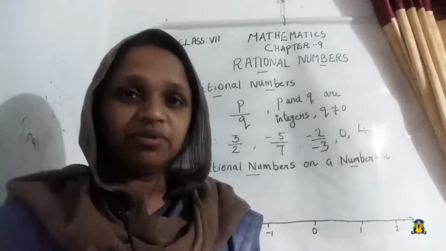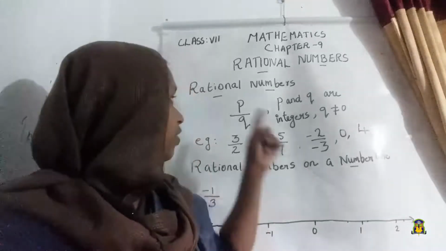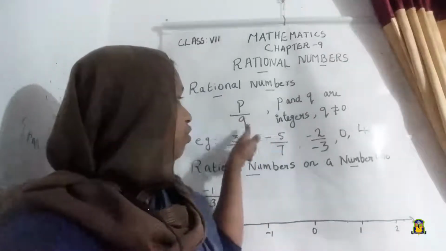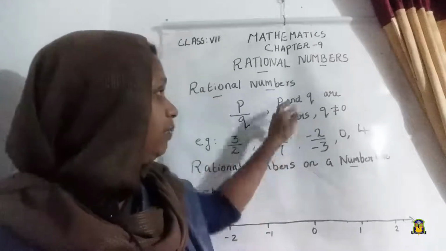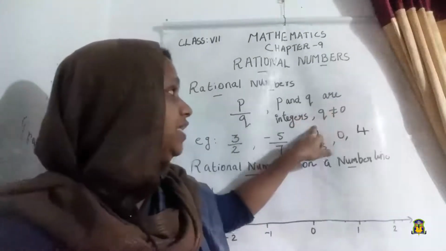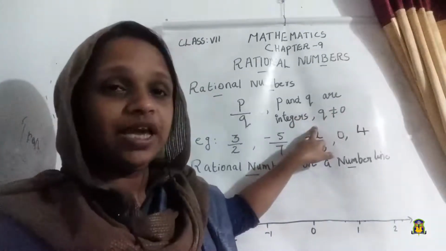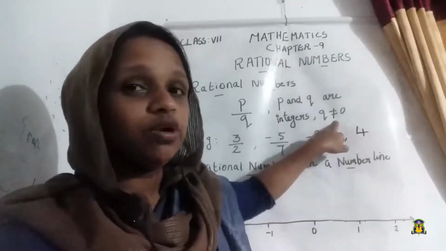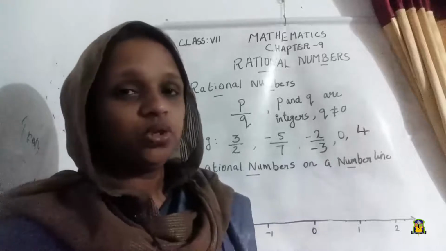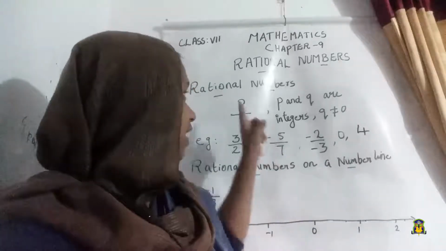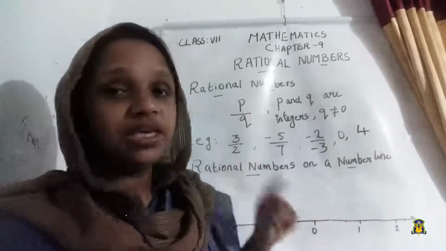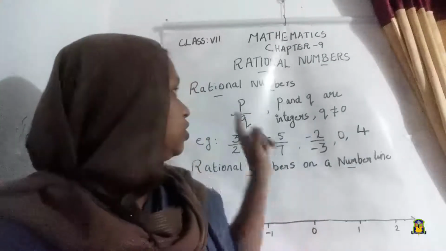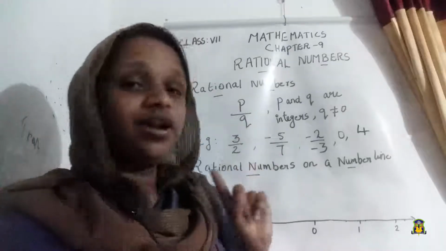A rational number is written in the form of P by Q, where P and Q are integers, and also Q is not equal to 0. That means in P by Q, P is the numerator and Q is the denominator. So P and Q are integers.